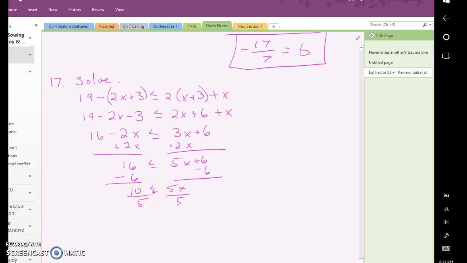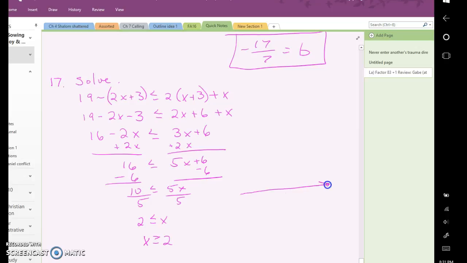If we'd had to divide by a negative number, that would have reversed the direction of this inequality. But since we're dividing by a positive number, it doesn't reverse it. However, we need x on the left. We don't want 2 in relation to x. We want x in relation to 2. When you move them back and forth, you still have to point to the same thing that you were pointing to before, which in this case was the 2. So x is greater than or equal to 2. That's one way you can express the answer.